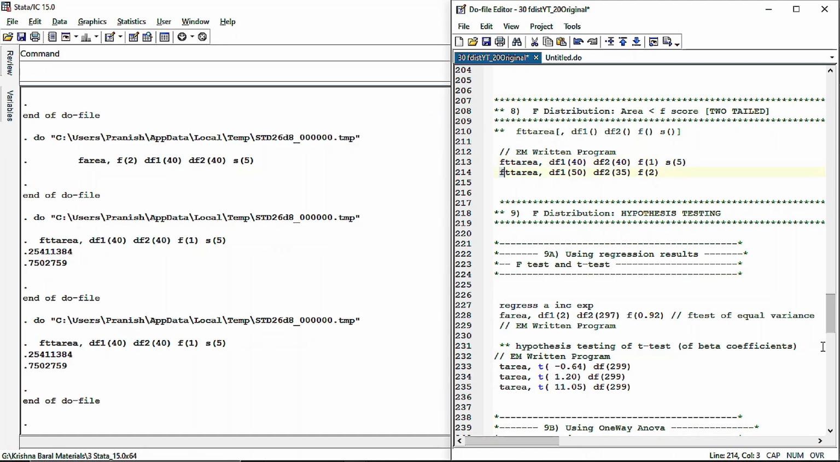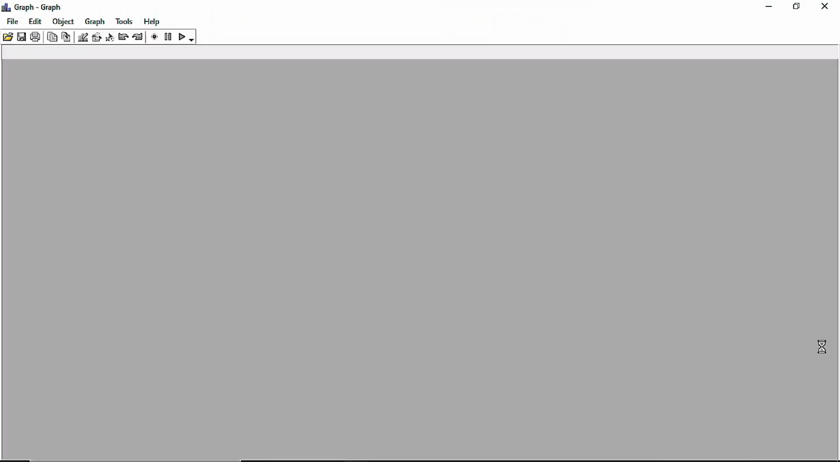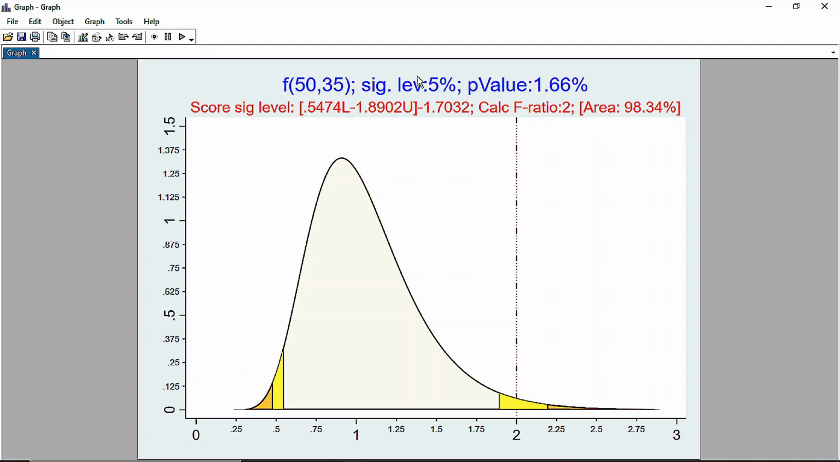Now let us survey the process when the degrees of freedom 1 is 50, degrees of freedom 2 is 35, and the F score is 2, and let us see what kind of analysis we make. So for the significance level of 5%, we see this threshold 0.54 towards the left and 1.89 towards the right, and our calculated F score is 2, which lies just beyond this threshold. So as we are unable to surpass this threshold from either of the sides, we reject the null in this case, and we conclude that the variances between the groups are unequal, they are different.